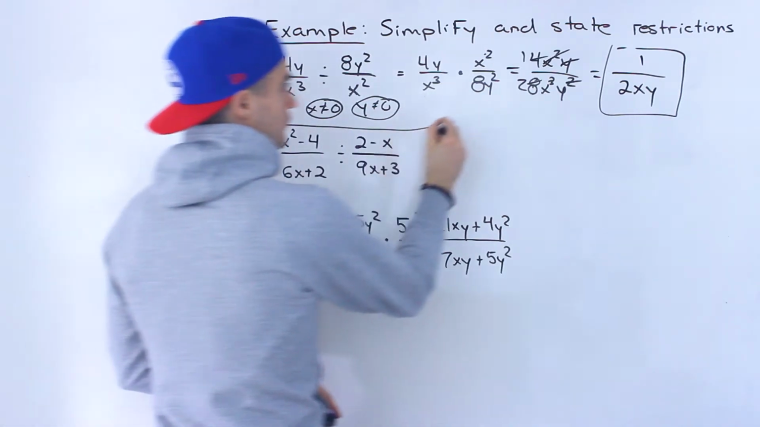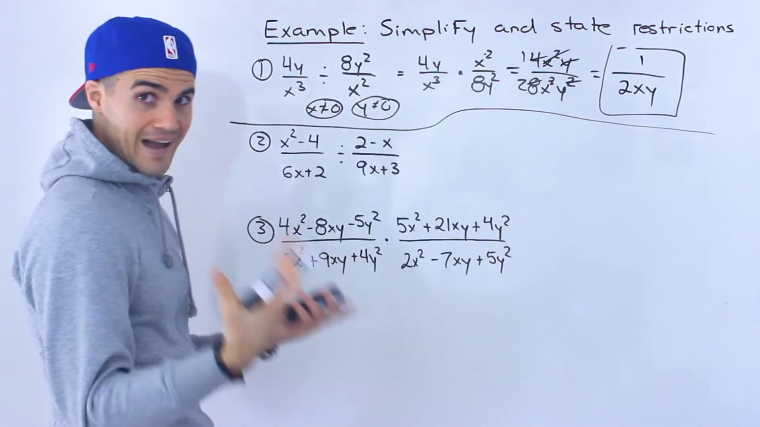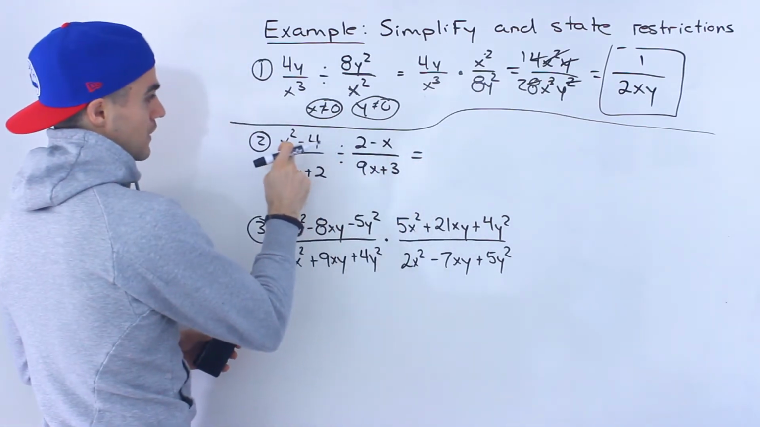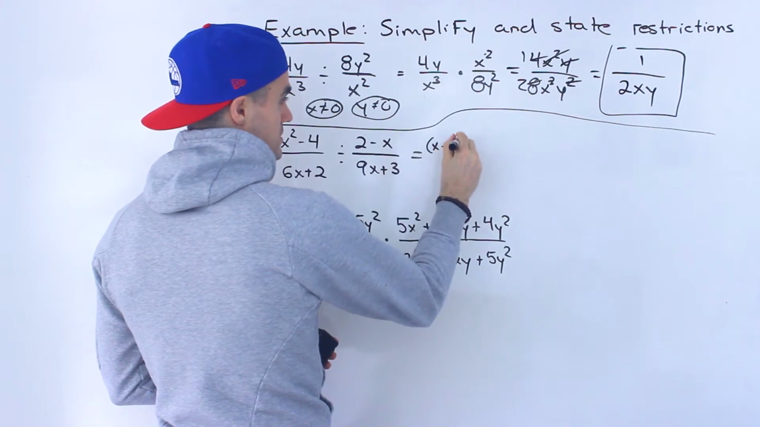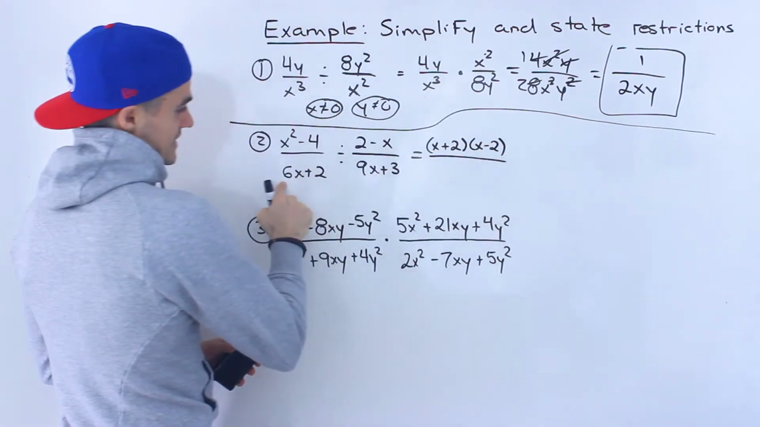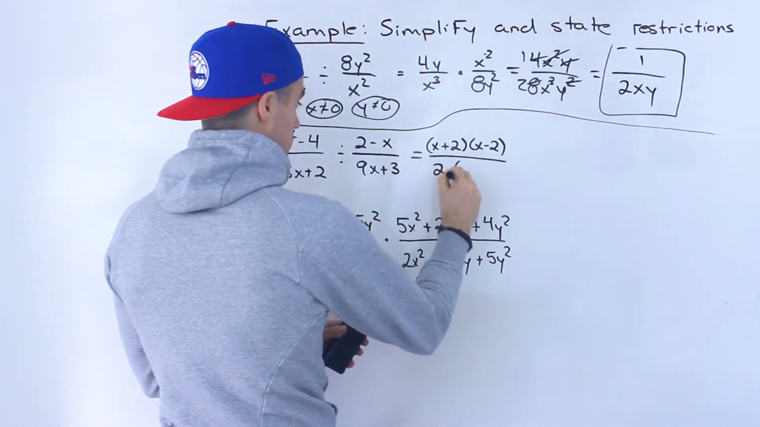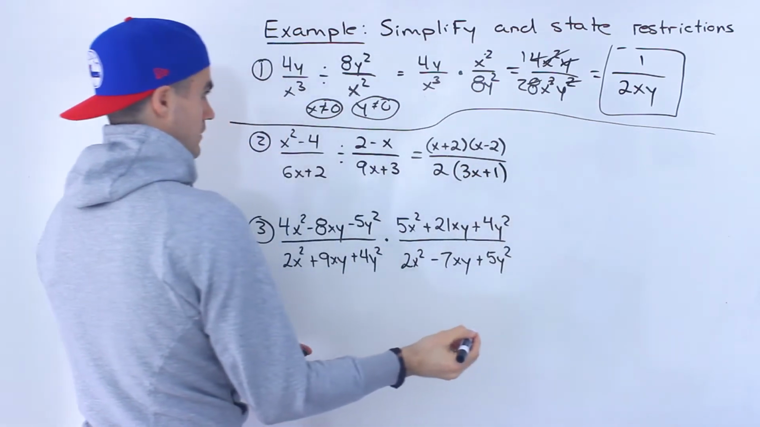All right, so now moving on to number 2, with the exact same steps. We first factor what we can, and notice there's going to be a lot of stuff that factors. This x squared minus 4 is a difference of squares, so that's x plus 2, x minus 2. For this 6x plus 2, notice we can take out a 2, so we would have 2 times 3x plus 1, like that.